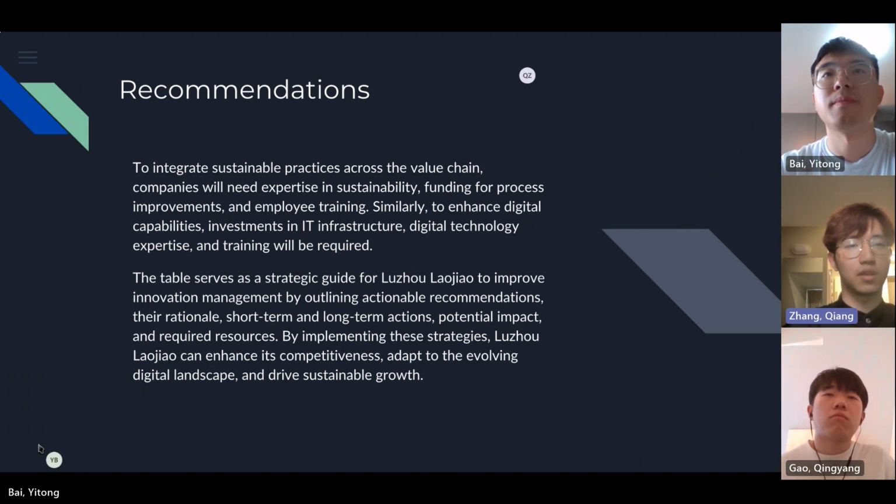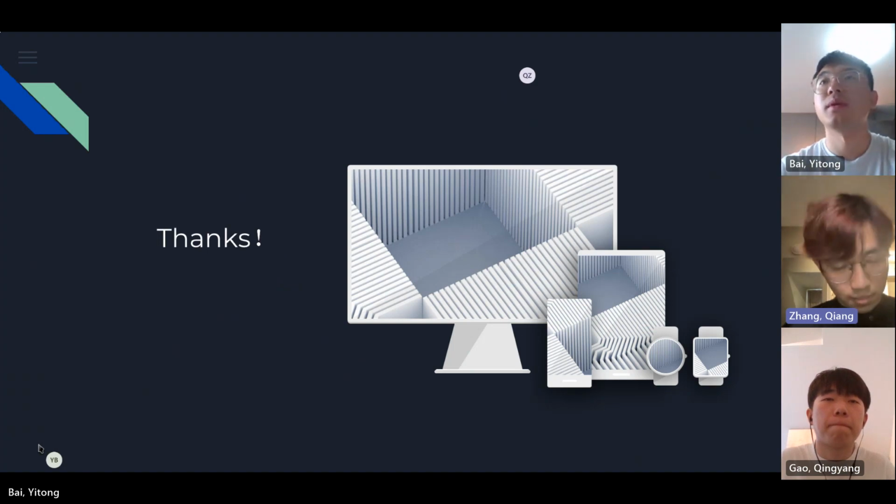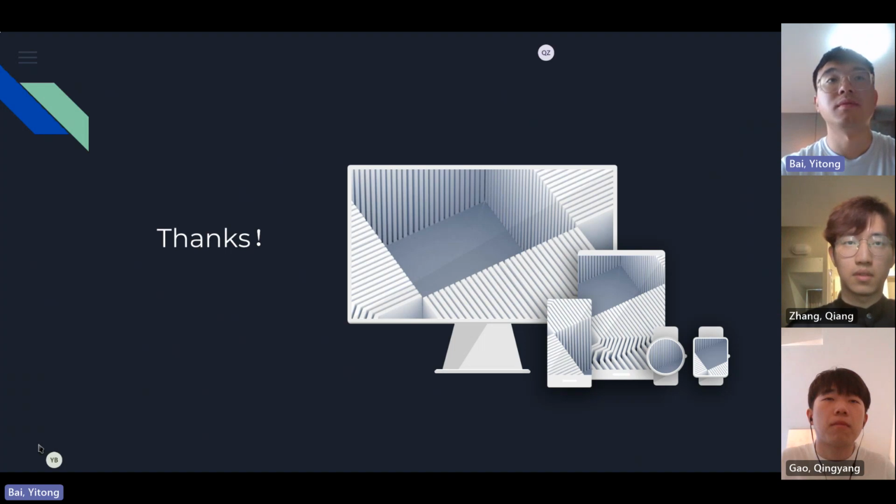Companies will need expertise in sustainability, funding for process improvements, and employee training to enhance digital capital resilience. Investments in IT infrastructure, digital technology, expertise, and training will be required. The table serves as a strategic guide for Luzhou Laojiao to improve innovation management by outlining actionable recommendations, their rationale, short-term and long-term actions, potential impact, and required resources. So that's all for our project, and this is the summary. Thank you. Thanks.